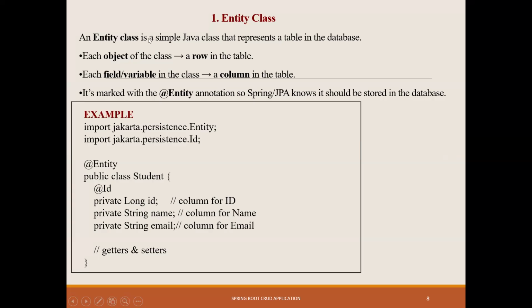So here an entity class is a simple Java class that can represent a table in the database, and each object of the class can be a number of rows in the table, and here each field or each attribute in the class can represent a column in the table. So it is marked with the @Entity annotation, so Spring JPA knows it should be stored in the database as a student table. Followed by, we have a list of getter and setter methods to update the attributes of this class Student, and we can have a list of constructors.